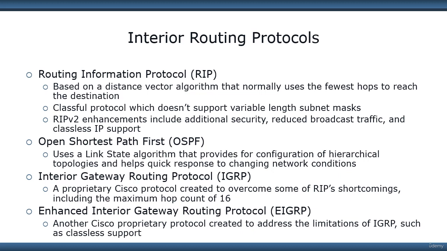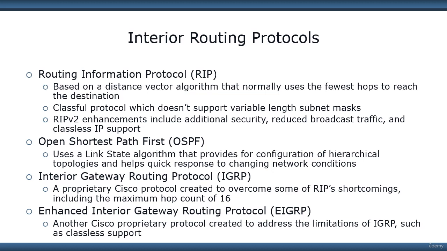It's often RIP v2 or OSPF, Open Shortest Path First. Now, that is a link state protocol that provides for the configuration of hierarchical topologies and helps quick response to changing network conditions. Another way of saying what we just did, basically. Builds an initial map. When there's a change, the router reports back to a central monitoring station. That monitoring station produces a new link state database and then pushes out the delta updates.